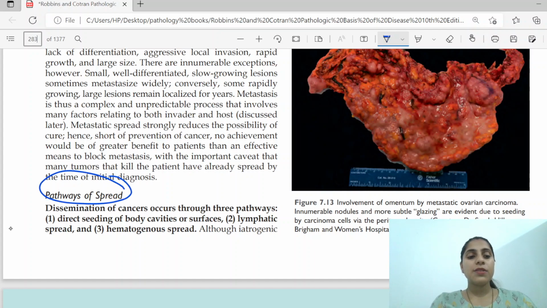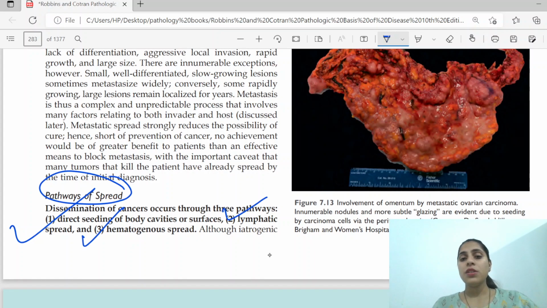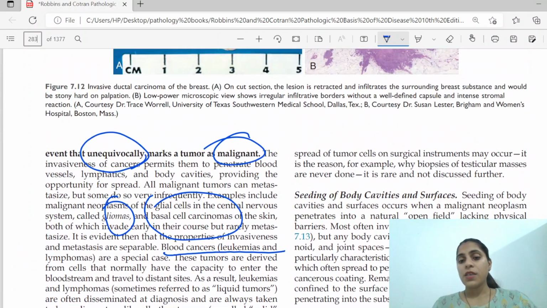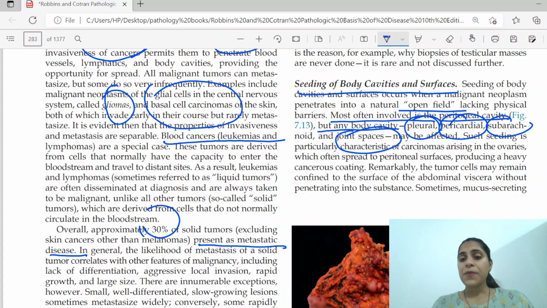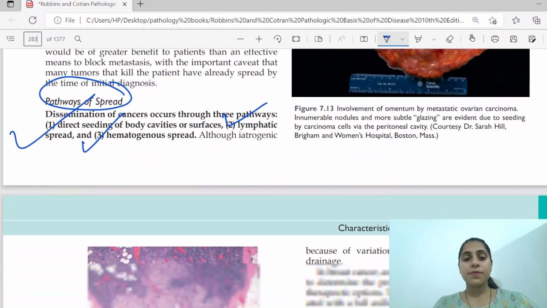The paths of spread: there can be direct seeding, like ovarian carcinoma can directly give seedings to the peritoneum. Then there can be lymphatic spread and hematological spread. So seeding of the body cavities, it is an open field and most often involves the peritoneal cavity, but any body cavity can be involved. That can be pleural, pericardial, subarachnoid, joint space, any can be involved. The tumor cells may remain confined to the surface of the abdominal viscera without penetrating the substance.